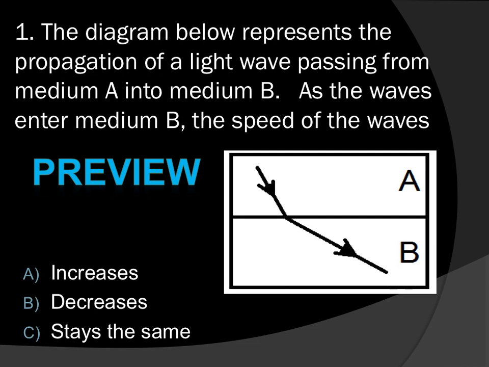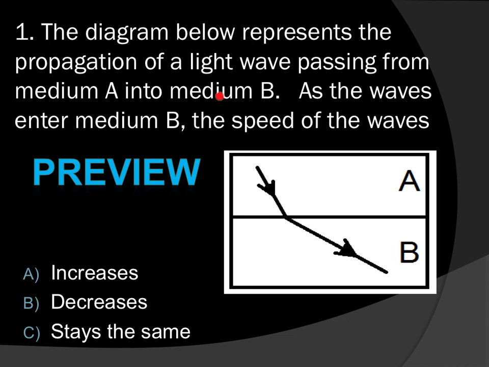Now, if we look at our choices here, they're pretty basic, but the language in the question is slightly advanced. So let's go over some of the words. Propagation. In physics terms, propagation of a wave means the traveling of the wave, how the wave moves. So when it says the propagation of a light wave, what it means is the travel or the movement of a light wave. Also, we've got medium A and medium B.